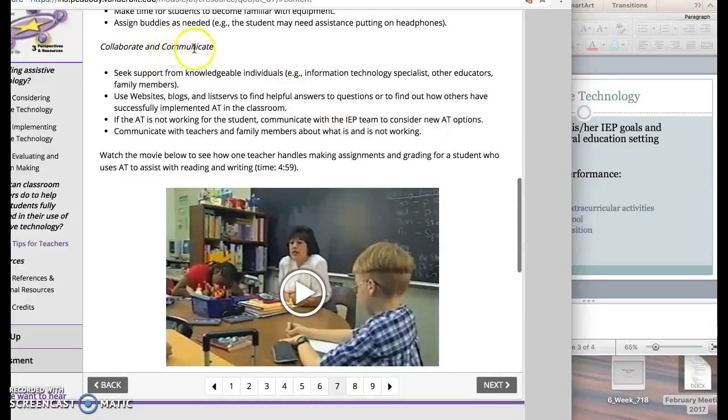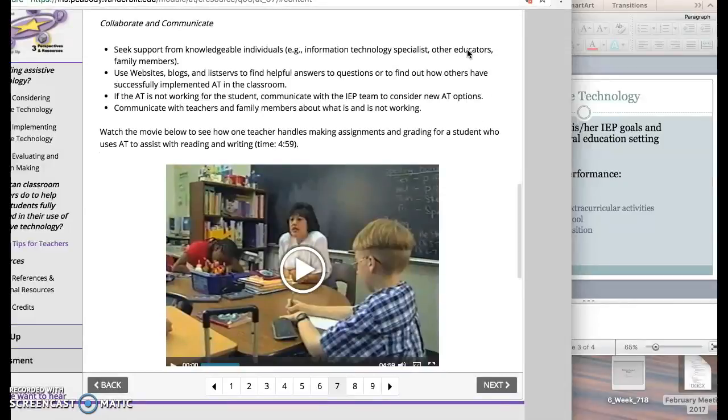Finally, on collaboration and communication, it says to communicate with teachers and families about what's working and what's not working, and seek support from the experts in the field. Those can all be really good techniques for making sure you're supporting your child.